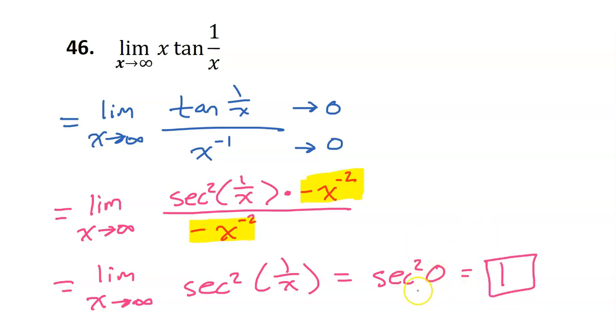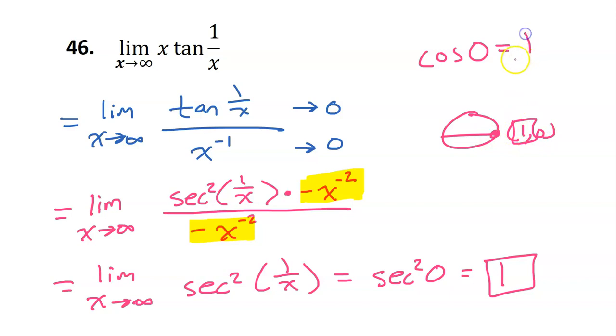But real quick, this is 1 because secant is the reciprocal of cosine. So what's cosine of 0? We know that cosine of 0, which is right here at 1 comma 0, cosine of 0 is 1, which means that secant of 0 will be the reciprocal of 1, which is also 1, which means that secant squared will be 1 squared, which is 1.